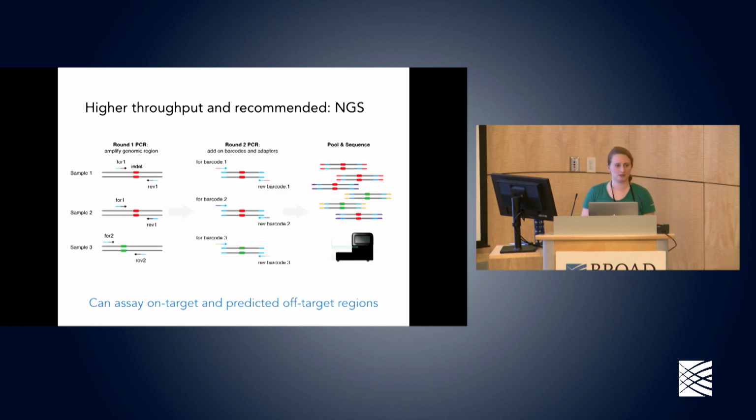A higher throughput method, and especially these days a recommended method, to assay for on-target as well as off-target indels is by using next generation sequencing, or NGS. To do NGS, you PCR around your indel, and then you apply barcodes so that you know which region you're testing. You can pool and then sequence. Again, this is a great way to assay on-target and then predicted off-target regions. It also gives you sequence information to show you what the indels look like.